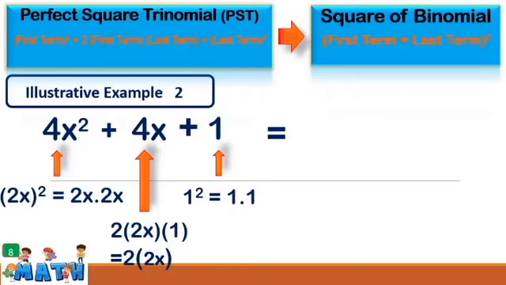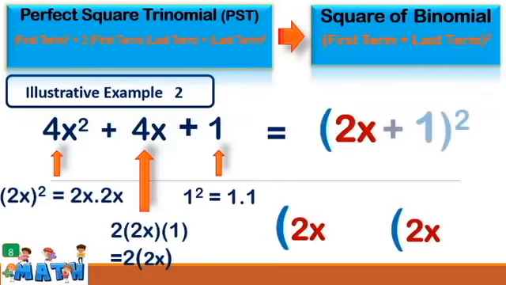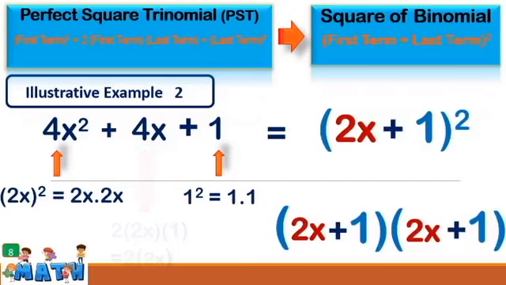So writing the factors following the pattern, we have the first term which is 2x and the last term which is 1. So we have the quantity 2x plus 1 squared, or 2x plus 1 times 2x plus 1, which is the square of a binomial.